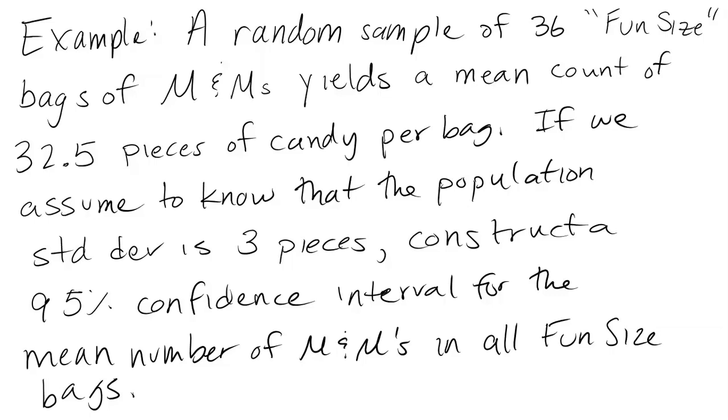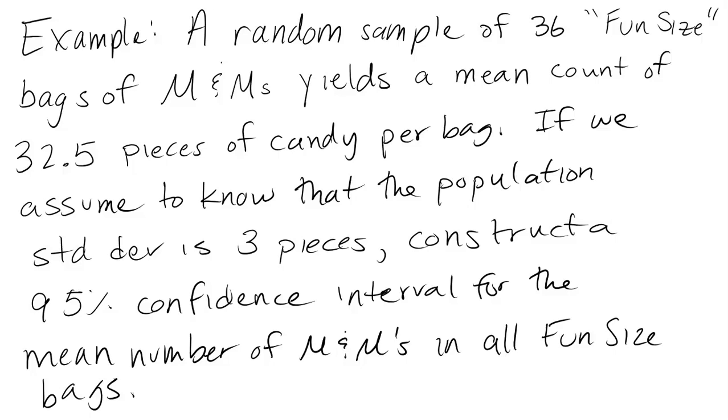A random sample of 36 fun-sized bags of M&Ms yields a mean count of 32.5 pieces of candy per bag. If we assume to know that the population standard deviation is 3 pieces, construct a 95% confidence interval for the mean number of M&Ms in all fun-sized bags.